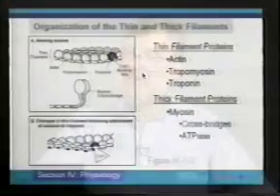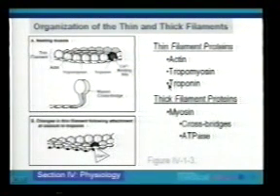Now, the other regulatory protein is troponin. Now, troponin is actually attached to the tropomyosin. The troponin is physically attached to tropomyosin. Now, the job of troponin is to bind calcium. So each troponin molecule must have a site that has very high affinity for calcium.